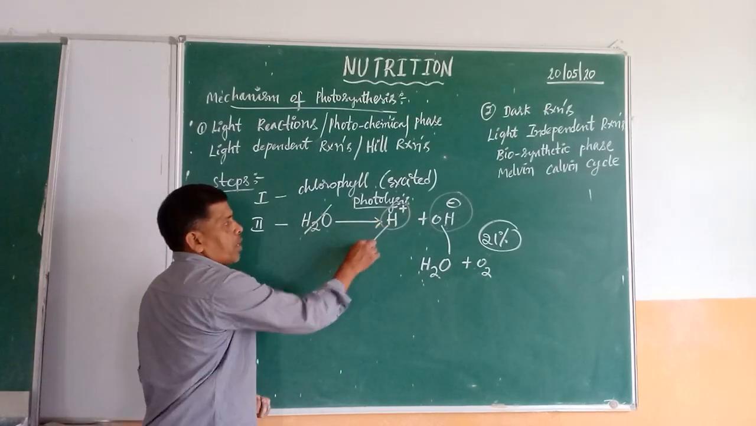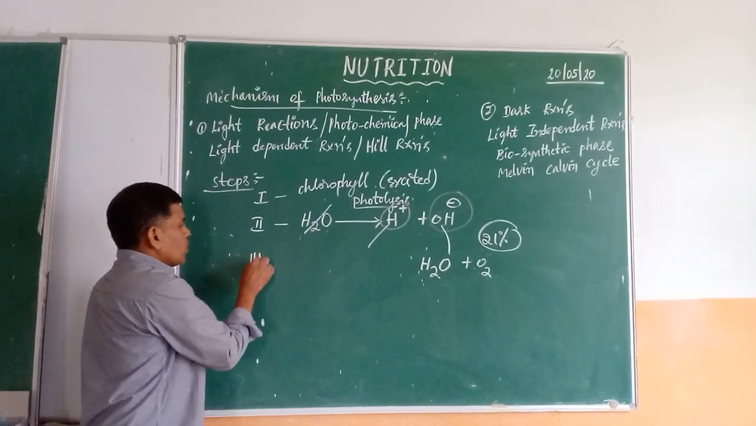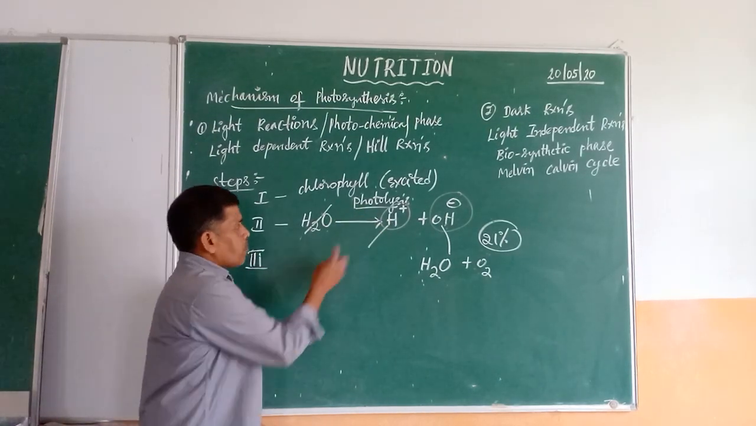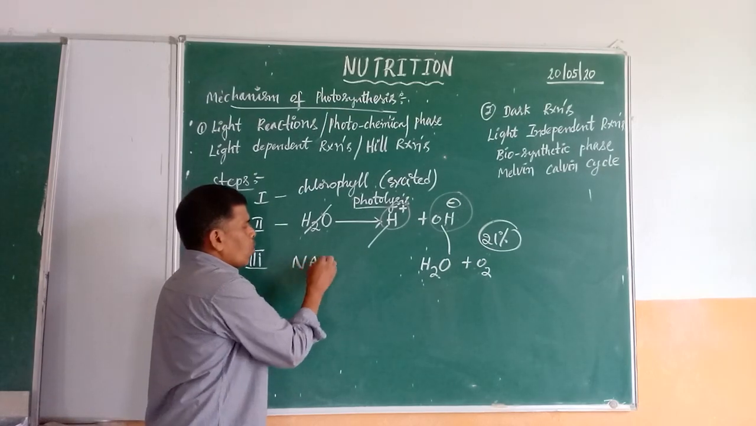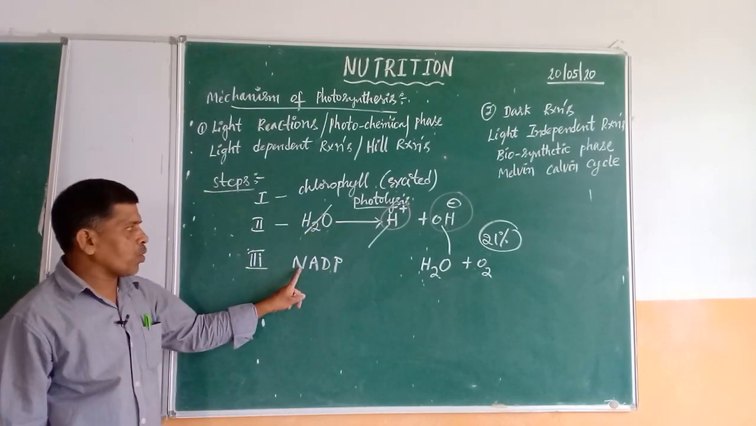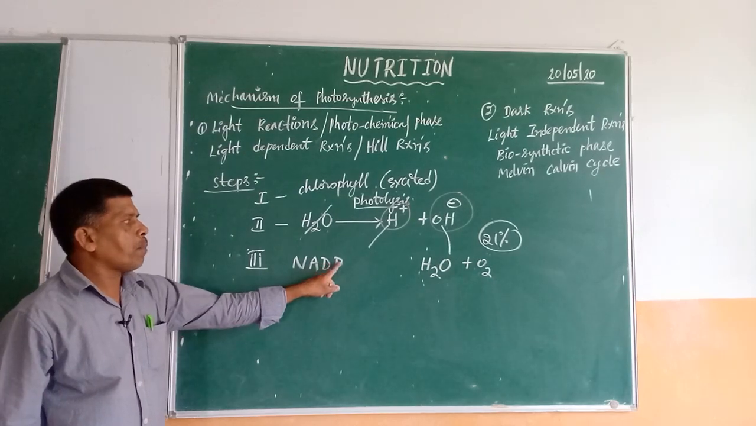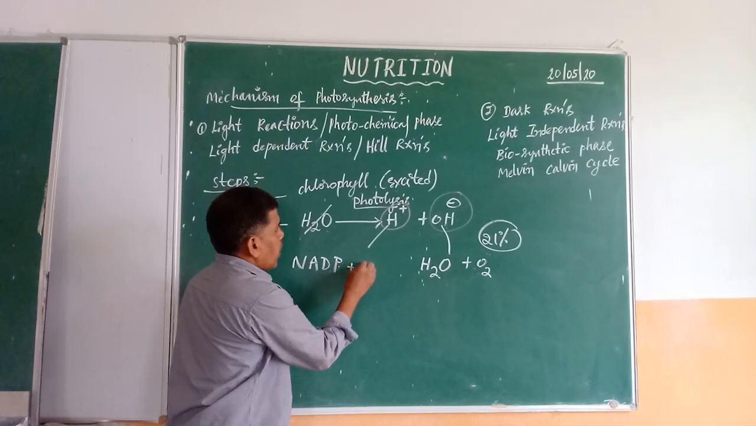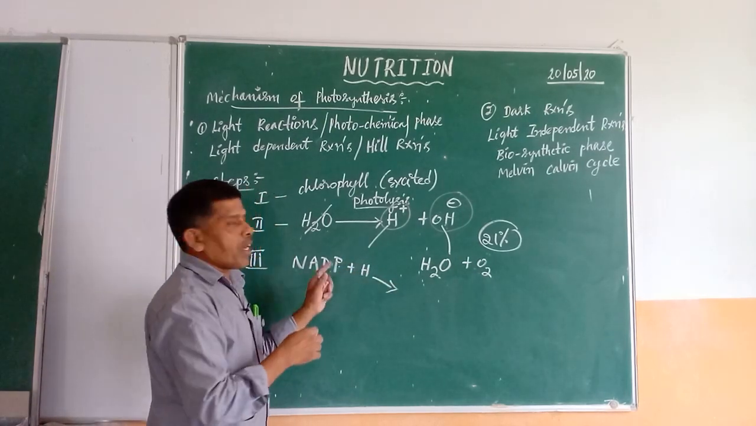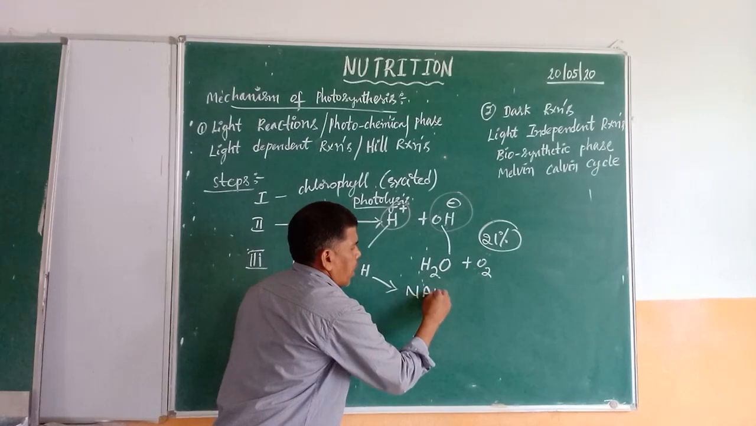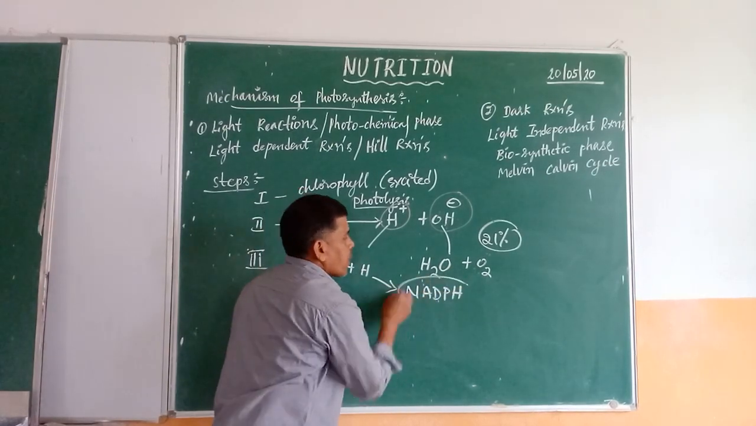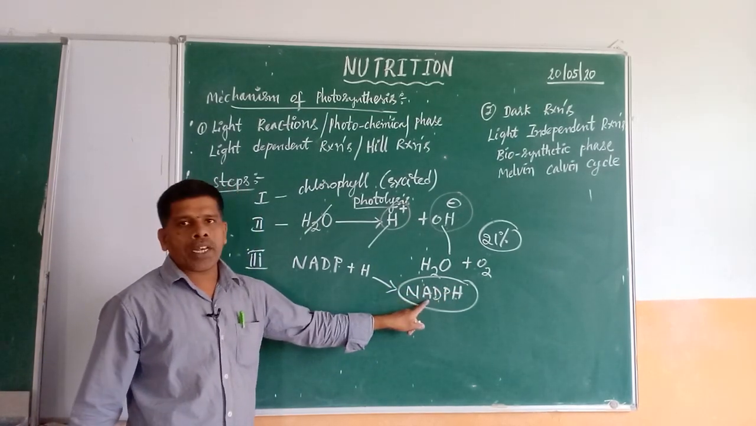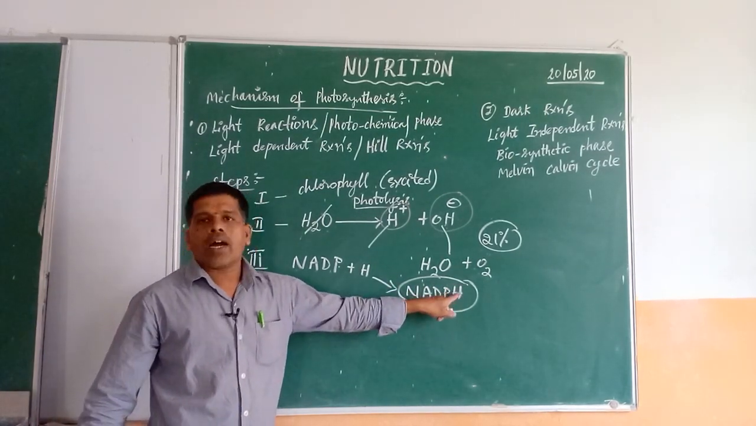In step 3, these hydrogen ions, which are produced during photolysis, are accepted by a special type of molecule known as NADP, nicotinamide adenine dinucleotide phosphate. After accepting this hydrogen, the NADP gets converted into NADPH, nicotinamide adenine dinucleotide phosphate hydrate, right?